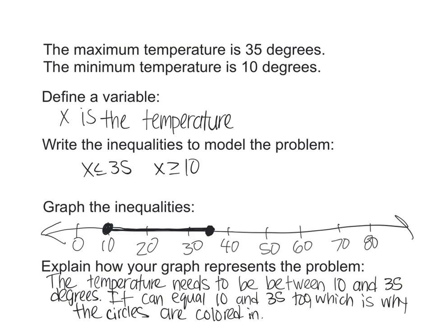These are the answers that you should have. Defining a variable. So pick a letter and you'll say, for example, X is the temperature. The inequalities, X is less than or equal to 35, X is greater than or equal to 10. I have my graph and I filled in the circles because it could be equal to. Then my explanation, the temperature needs to be between 10 and 35 degrees. It can equal 10 and 35 too, which is why the circles are colored in.